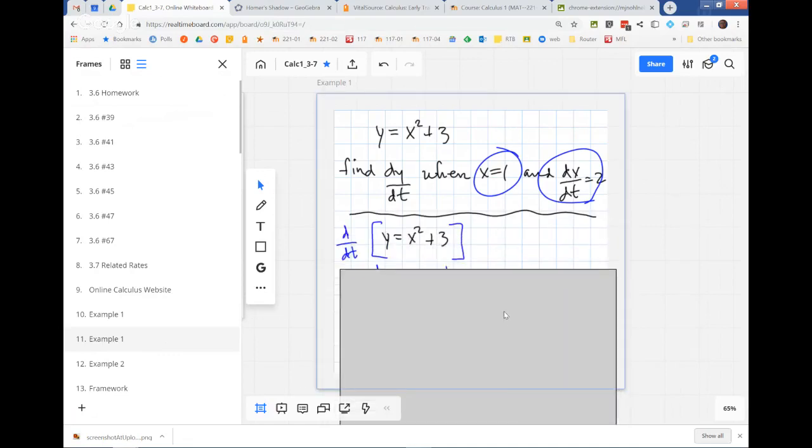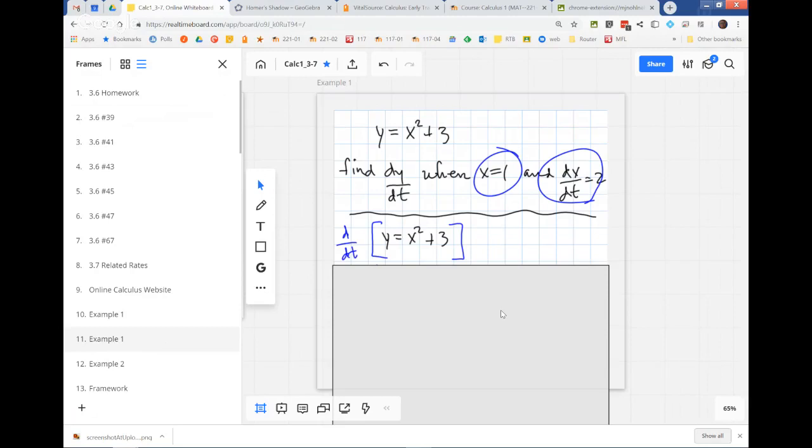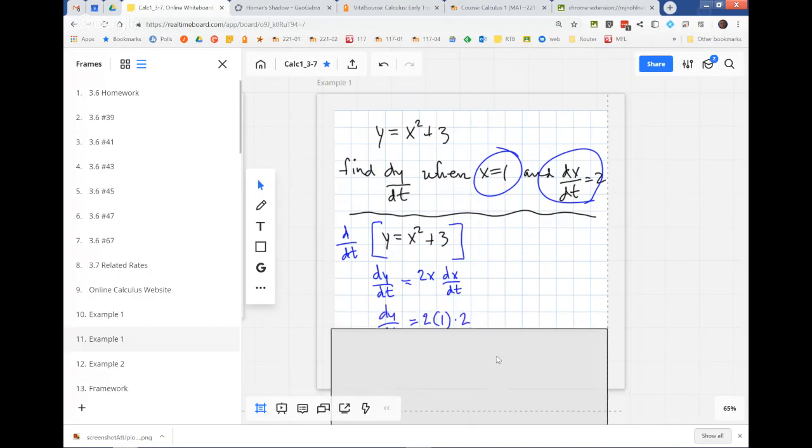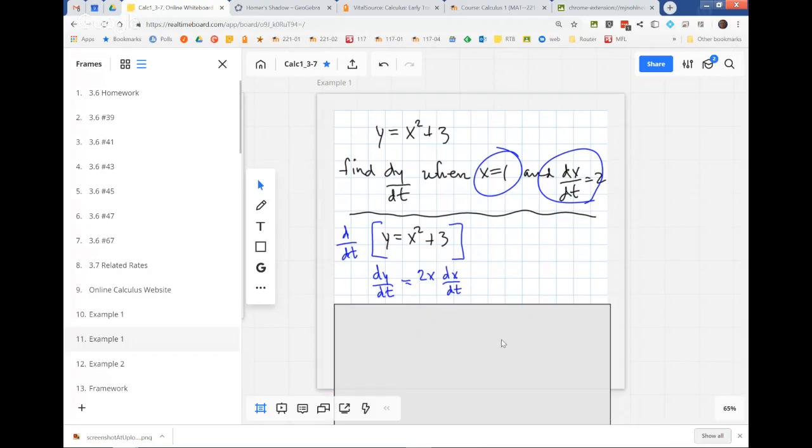When we get started, we just literally take the derivative of the whole equation with respect to time. Notice the dt on the bottom. So on the left, the derivative of y with respect to t. On the right, 2x, but because x is not t, I have to do the chain rule on that too, dx/dt, and the 3 goes away. So that's our derivative right there.